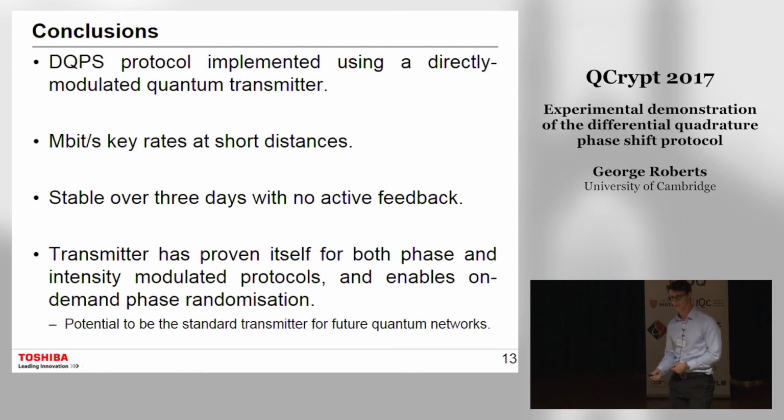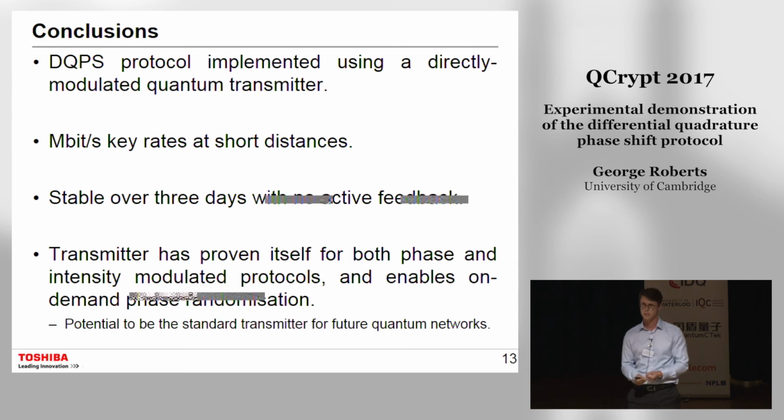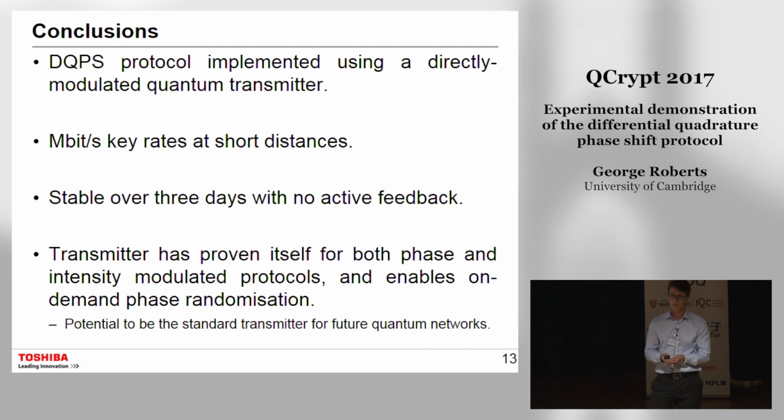So now we've shown this transmitter can work for phase modulated protocols, BB84 and DPS. We've shown that it can work for intensity modulated protocols, the coherent one-way protocol. And we've also shown that it can provide arbitrary phase randomization. So essentially, we've shown that this transmitter, with no hardware modifications, only software modifications, changing the signal into the master and slave laser, can produce any protocol that uses weak coherent pulses, which is very promising for future quantum networks.